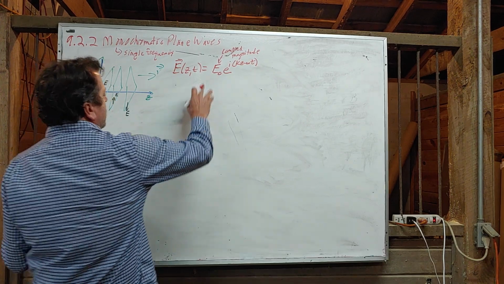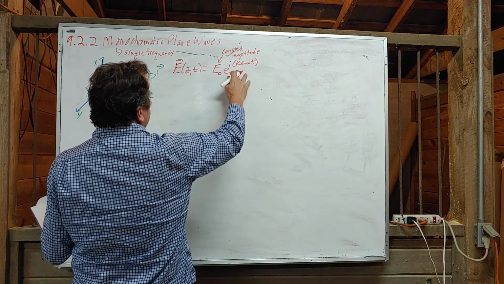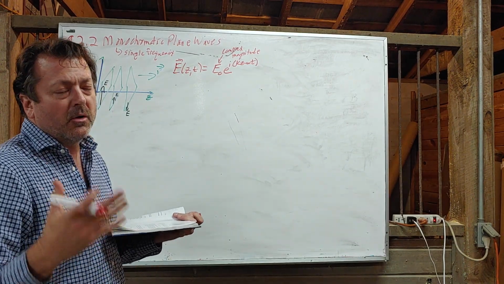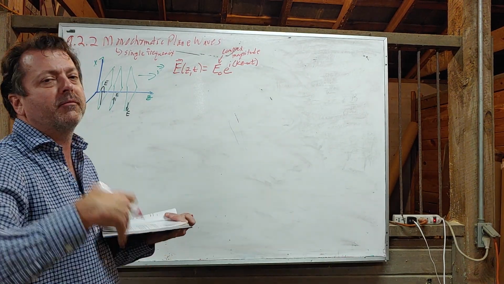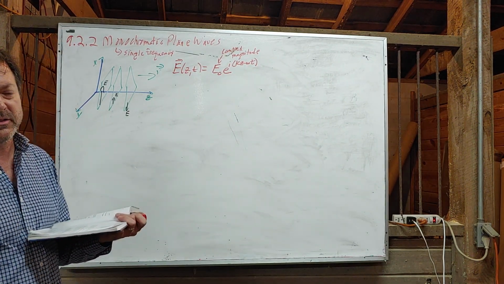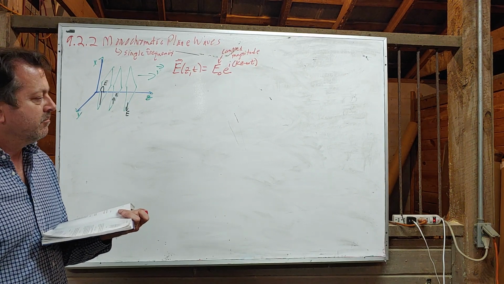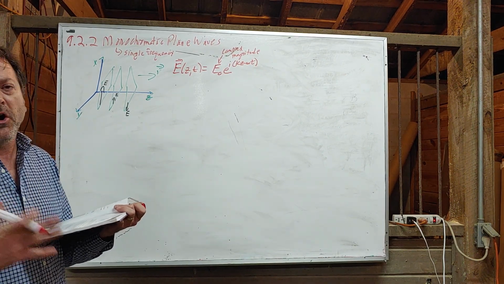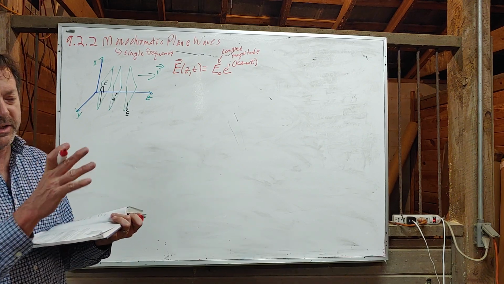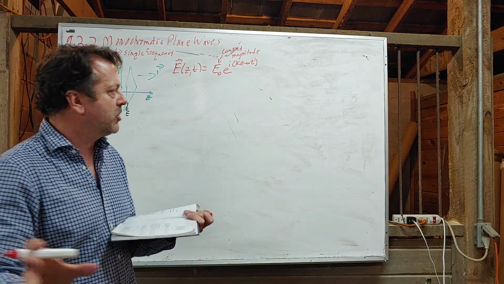And one thing, to do it this way, it's a complex magnitude. To get the actual amplitude of the wave, we have to take the real part of the complex number. And you remember how to take real parts of complex numbers? You take a complex number times its complex conjugate.